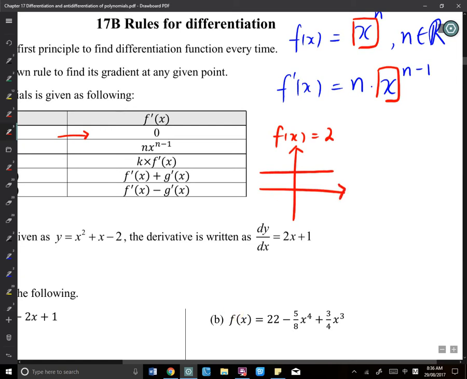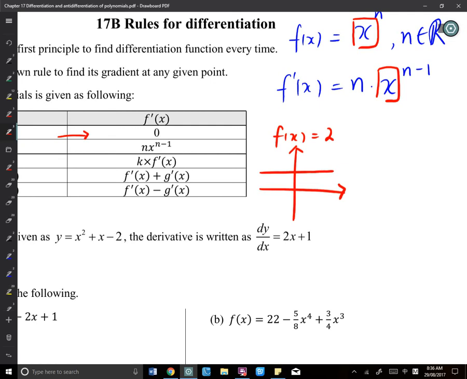If it's a horizontal line, the derivative is 0 because it's talking about the gradient. For a horizontal line, the gradient is 0. Okay, it's flat. There's no rise. The run can be anything. There's no rise.